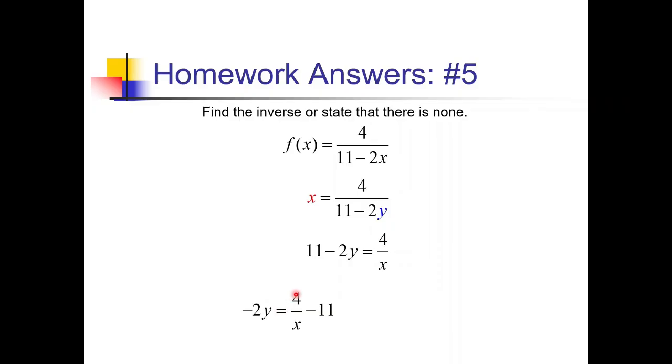So we're going to have, let's see, 4 divided by negative 2 is negative 2. So that's going to be negative 2 over x. And then negative 11 divided by negative 2, I'm just going to call that negative 11 or positive 11 halves.